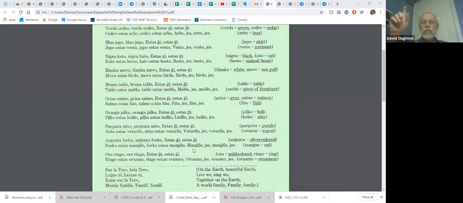Also, estas is an intransitive verb. It means to be or is. So you would not put an N on any of the nouns like frukto or floro. So it's the apple is a fruit. So we don't use the N for frukto. It's not fruktan, it's just frukto. So you don't use the N with estas.